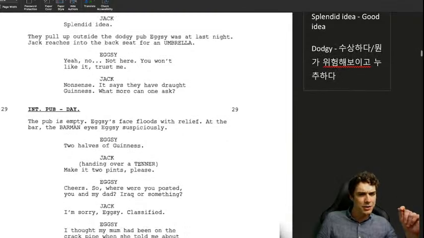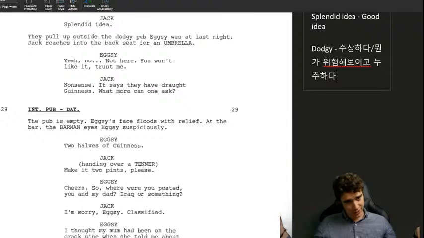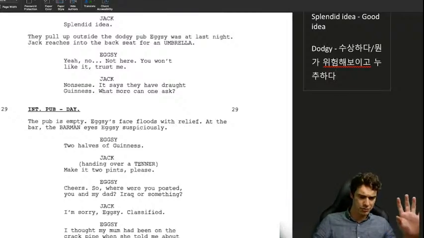Okay, I don't understand actually the context of this. So he reaches in to the back seat for an umbrella. 뒷자리에서 우산을 가져오려고 하는데 yeah, no, not here. 그래서 여기서 하지 말라고. You won't like it, trust me. 안 좋아할 거예요. I don't know why.